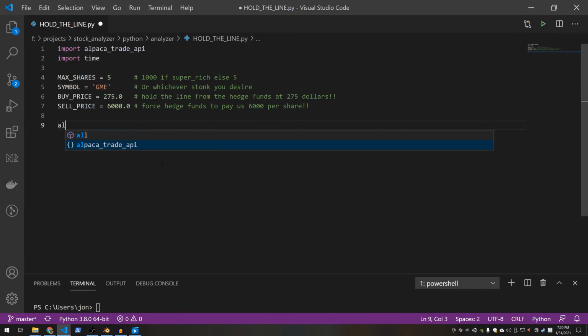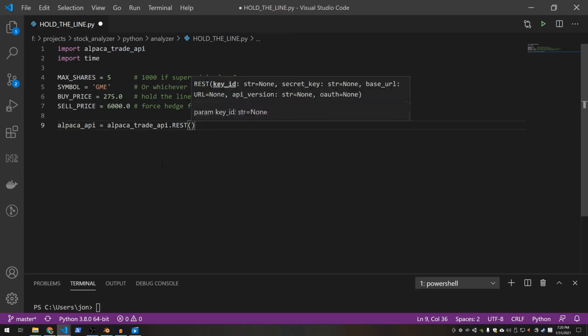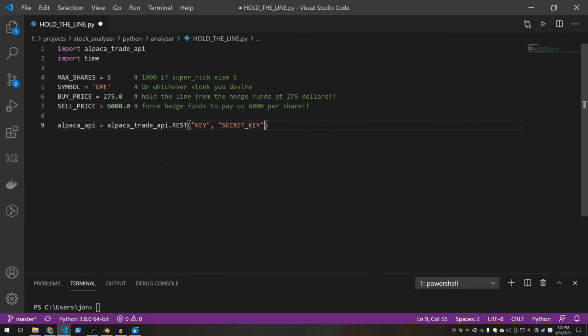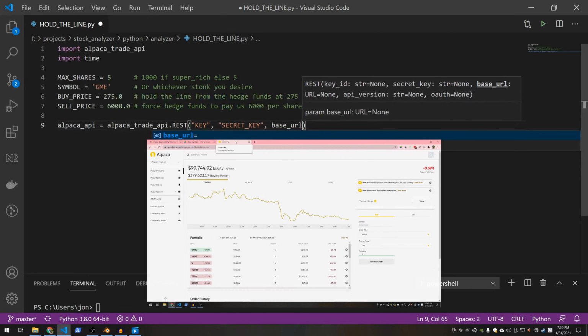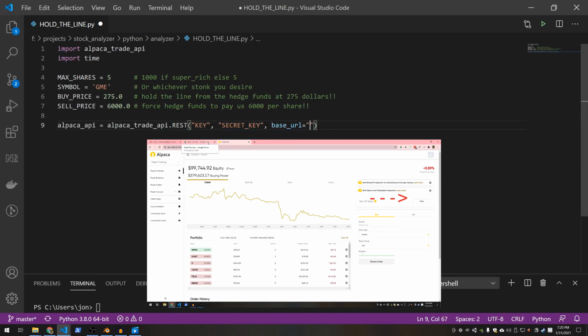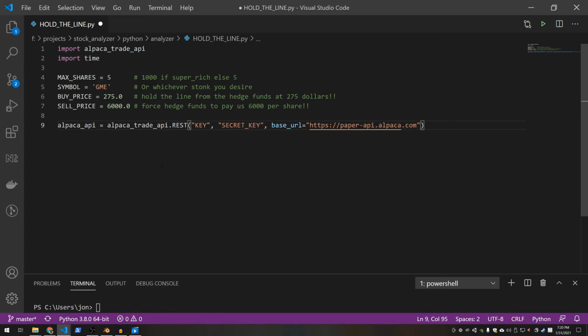Next, we can create our Alpaca API, alpaca_trade_api.REST. We need a key and secret key. I'm not going to show you mine. We can find those in the Alpaca UI once we create our account. And the base URL is just going to be paper-api.alpaca.markets. Paper is just the Alpaca testing environment. If you're actually running your code for real against your actual portfolio, you would just delete this part.